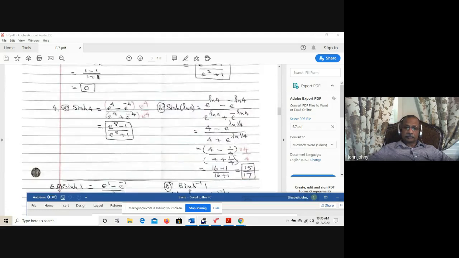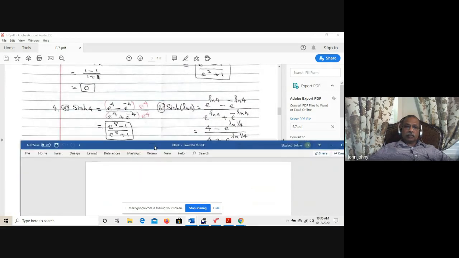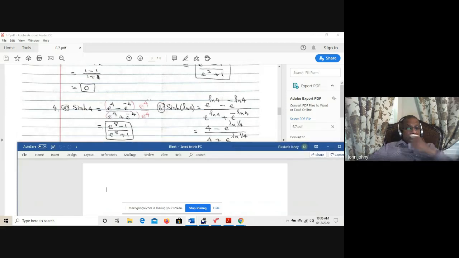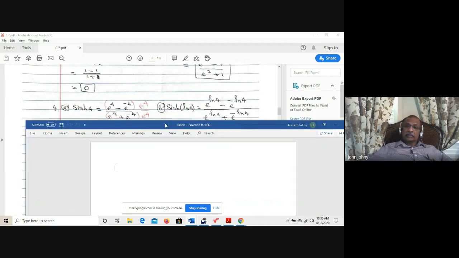Number 4. You are asked to evaluate sin h4. So that is e to the 4 minus e to the negative 4 divided by e to the 4 plus e to the negative 4. To simplify it, you multiply numerator and denominator by e to the 4. So it becomes e to the 4 plus 4, that is e to the 8 minus e to the 0, which is 1, divided by e to the 8 plus 1. There.